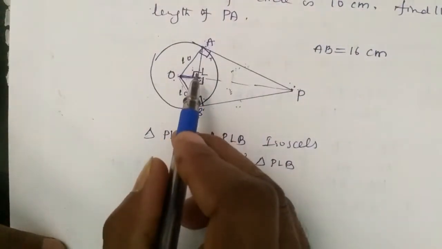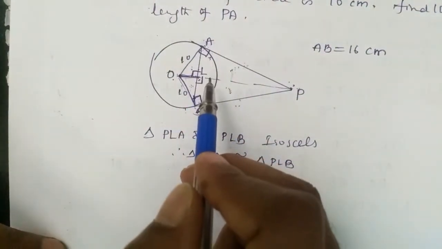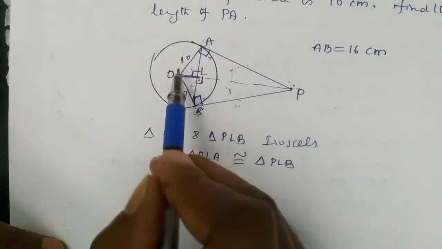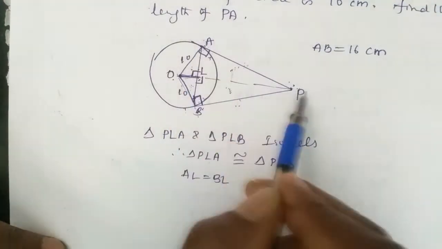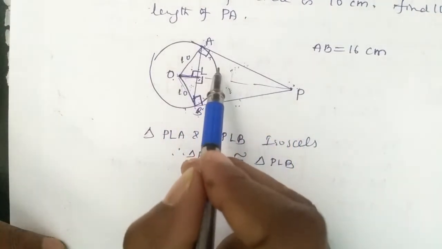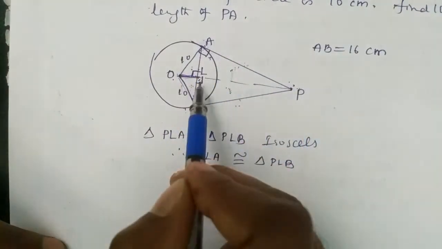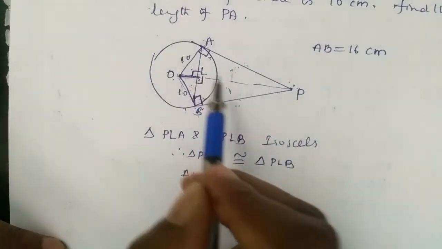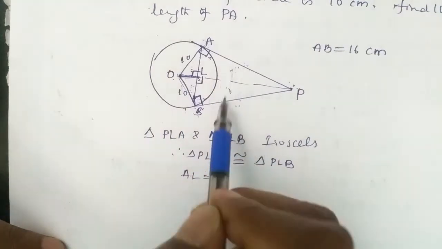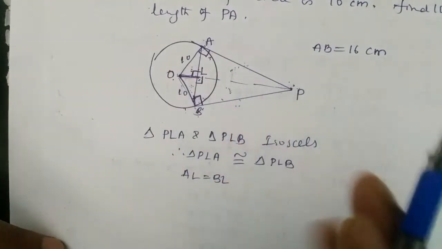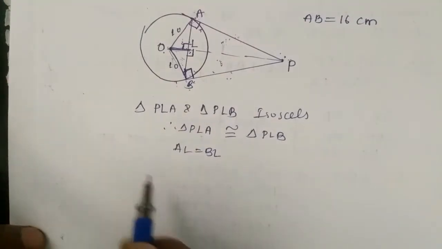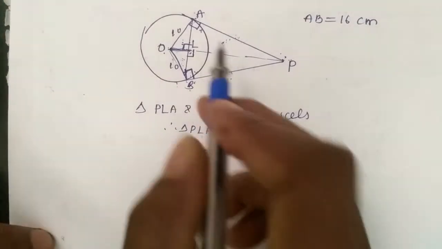So once we get 90 degrees here, there are three right angle triangles we got. One is PAB, another one is OAB, another one is OBP, and then PAL and PBL. So there are many right angle triangles: 1, 2, 3, 4, the big one 5 and 6. Totally 6 right angle triangles we can see in this diagram. So let us go one by one.